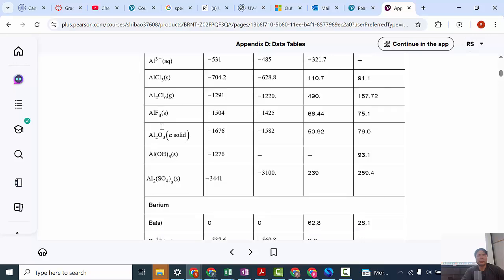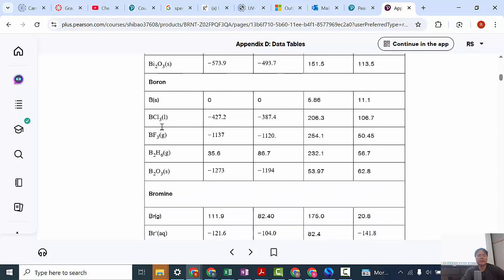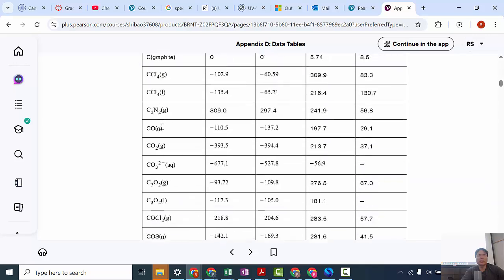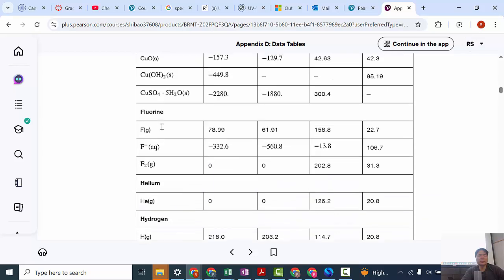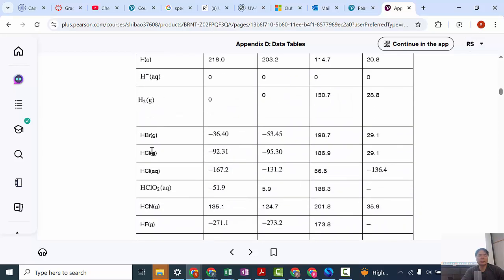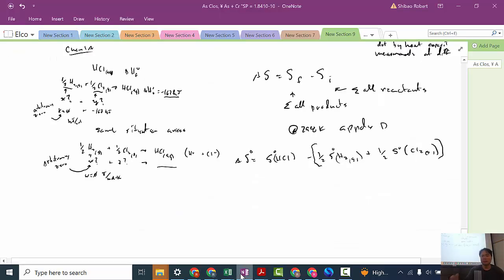So scroll down here. We've got to look for HCl. That's probably under the element hydrogen or the element chlorine. It's not under chlorine, so let's take a look under hydrogen. Okay, we have two choices, HCl gas or HCl aqueous. We're going to go with HCl aqueous. And the absolute entropy for HCl aqueous is 56.5. Okay, so that's easy enough.